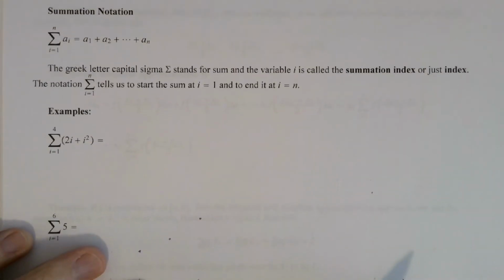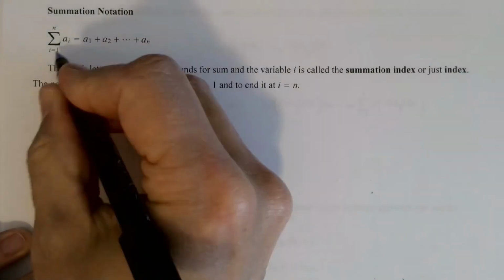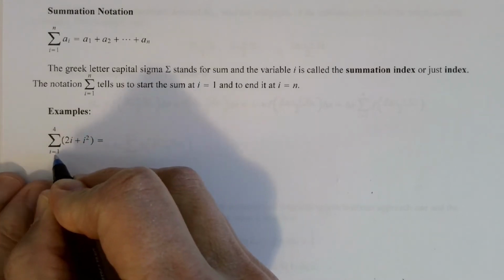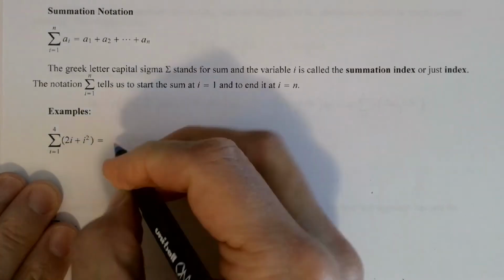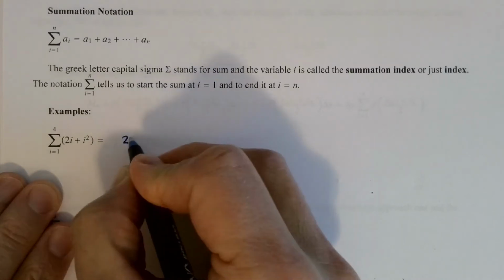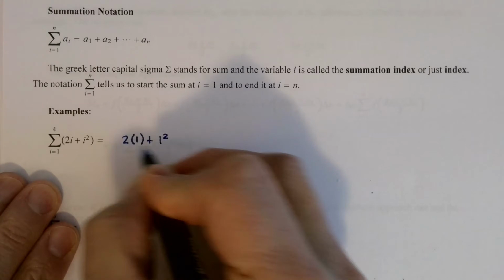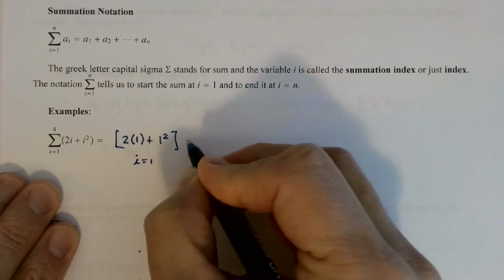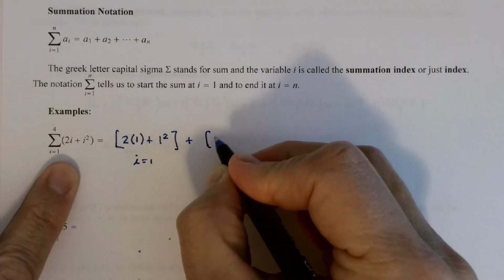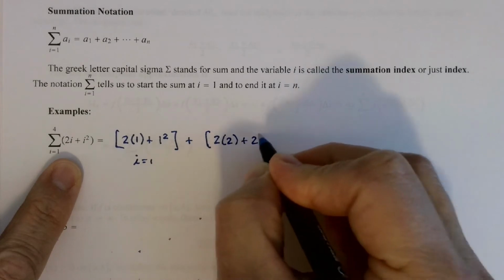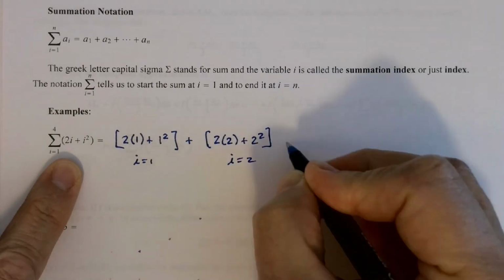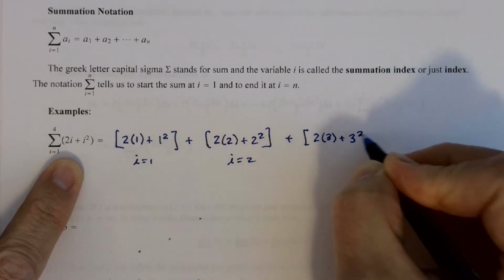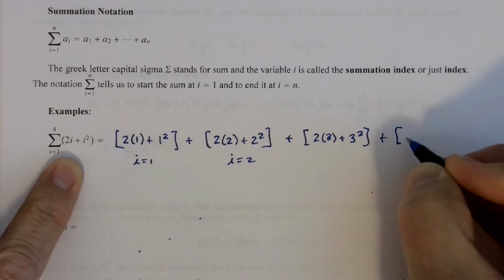So for example, here's an example now. The a sub i here is a function of i. So when i is 1, and then we're going to go up to 4, what do we have? When i is 1, I have 2 times 1 plus 1 squared. That's my first quantity, right? This is when i is equal to 1. And then when i is 2, replace i with 2, I get 2 times 2 plus 2 squared. This is when i is 2. And then when i is 3, 2 times 3 plus 3 squared. And then when i is 4.